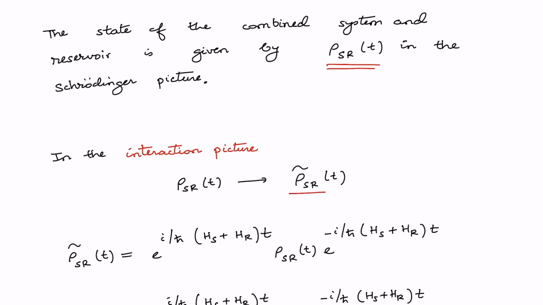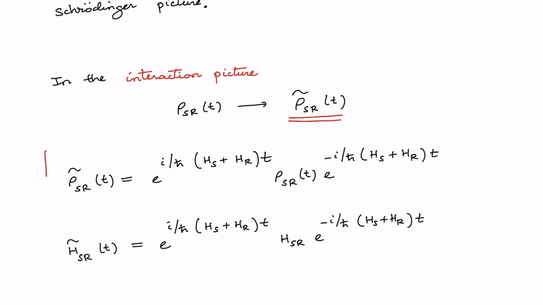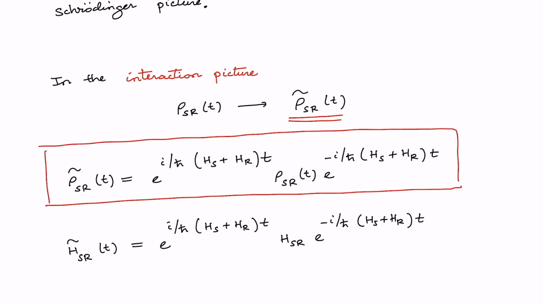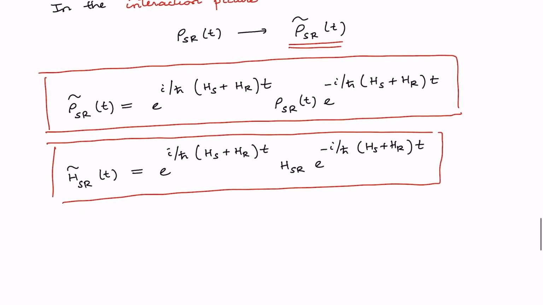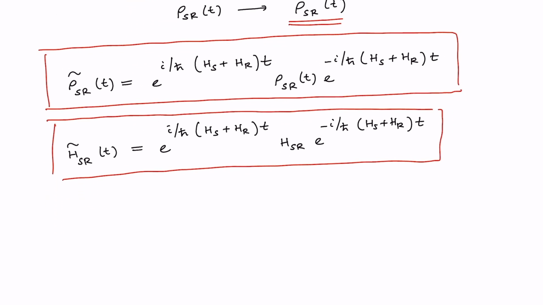In the interaction picture, we'll denote it by this symbol with a tilde sign above it. So in the interaction picture, this is the density matrix for the combined system and the reservoir, and the corresponding interaction Hamiltonian in the interaction picture is going to be this. Once again, please recall that in the interaction picture, the density matrix is written in this form: e to the power i by h cross, which you have already written, but I am writing it again so that you can compare it. So this is what I have.